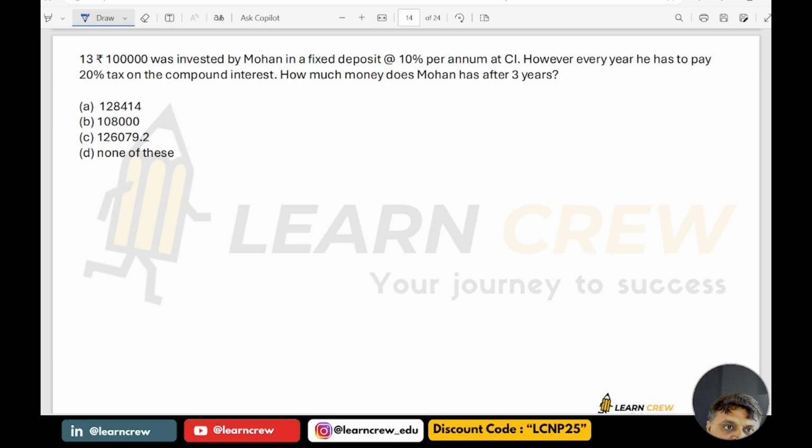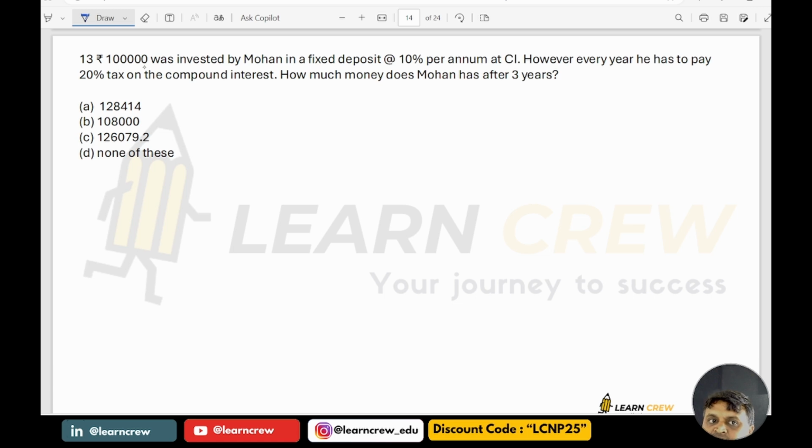Next, if 1 lakh was invested by Mohan in a fixed deposit at 10% per annum compound interest, however, every year he has to pay 20% tax on compound interest. Then how much money does Mohan have after 3 years? After 3 years. So please see here.